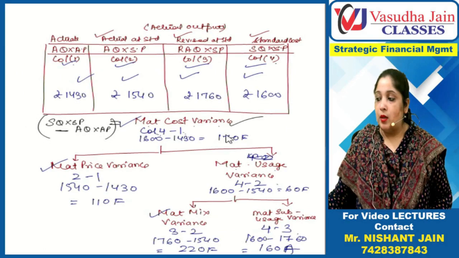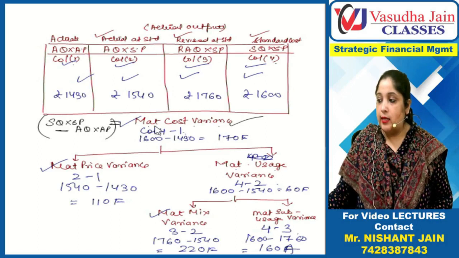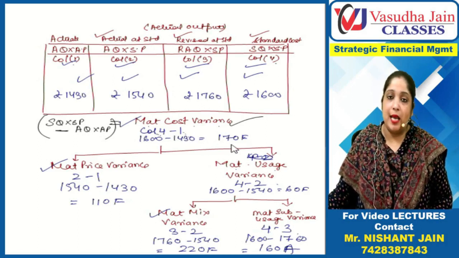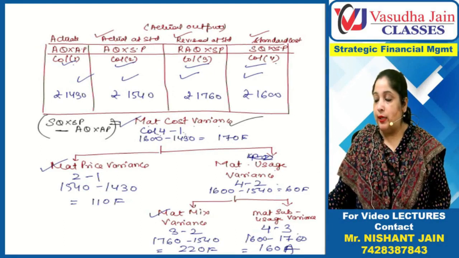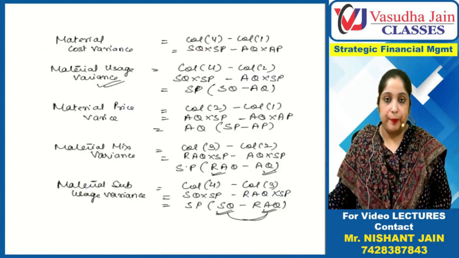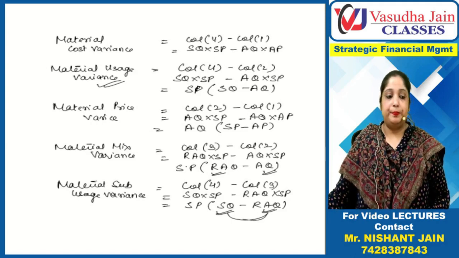Here I have verified. Basically, I did the verification part. Let's see, when you subtract column 4 minus column 1, you will get the same answer as we have computed earlier. Then I'm changing the sheet. This is the formula. Pause the screen and write it down.